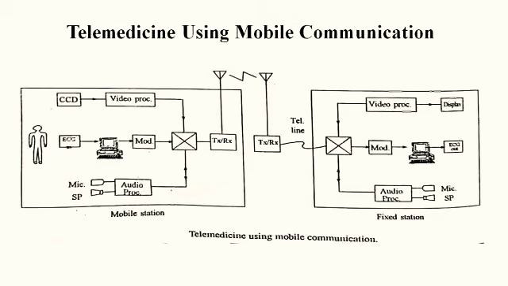In the mobile station, or the patient's premise, different physiological parameters like ECG, the patient's audio, and blood pressure are collected, and even the video of the patient is taken. All of these are multiplexed and transferred over the mobile communication towards the doctor.